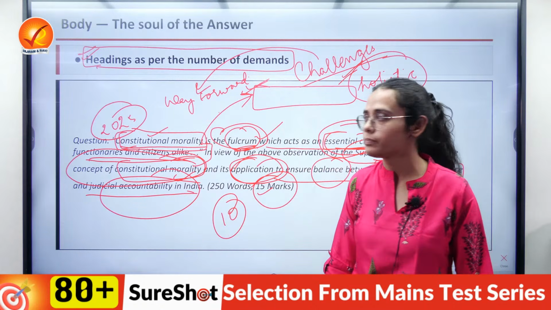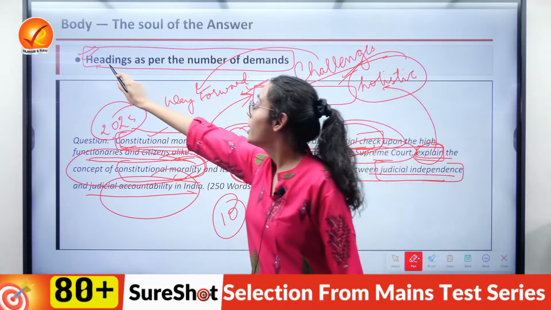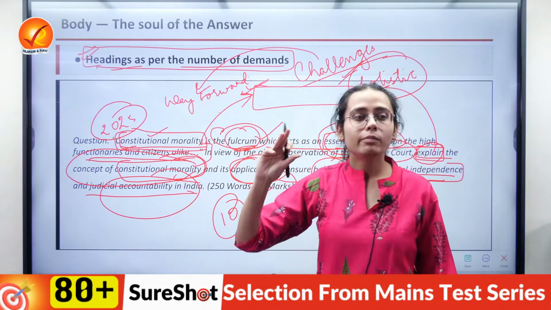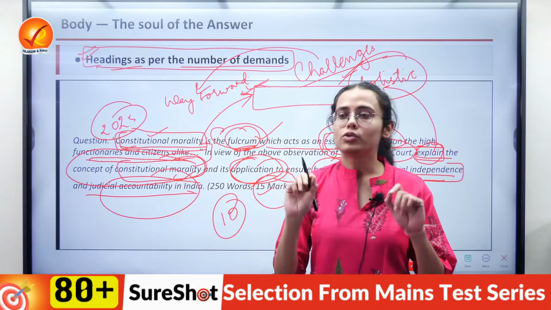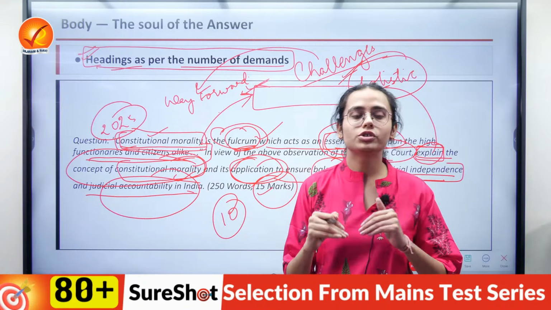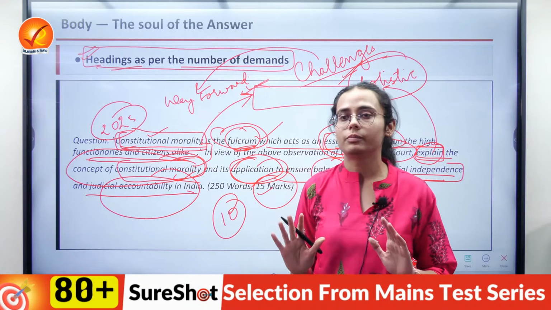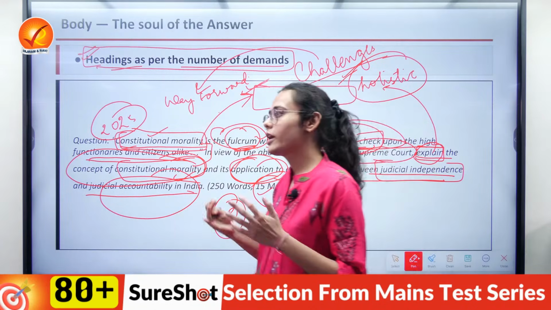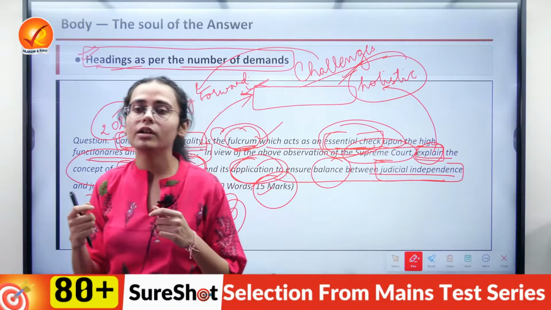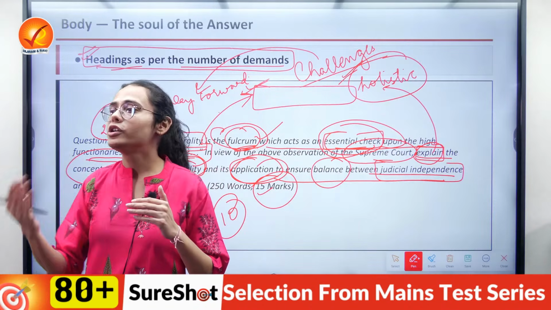Understood? So this is headings as per the number of demands, and believe me, break the question into as many parts as possible, because please understand, the more headings you will be having, the lesser number of points you will be requiring.